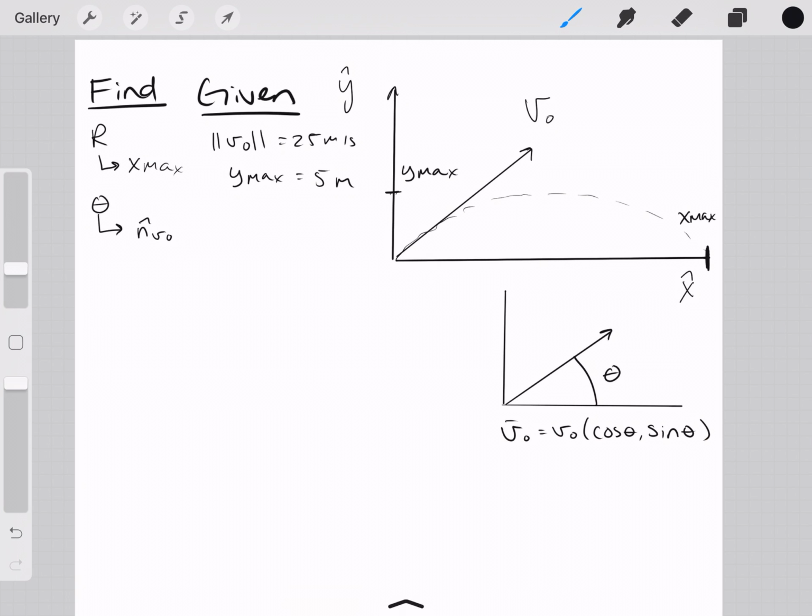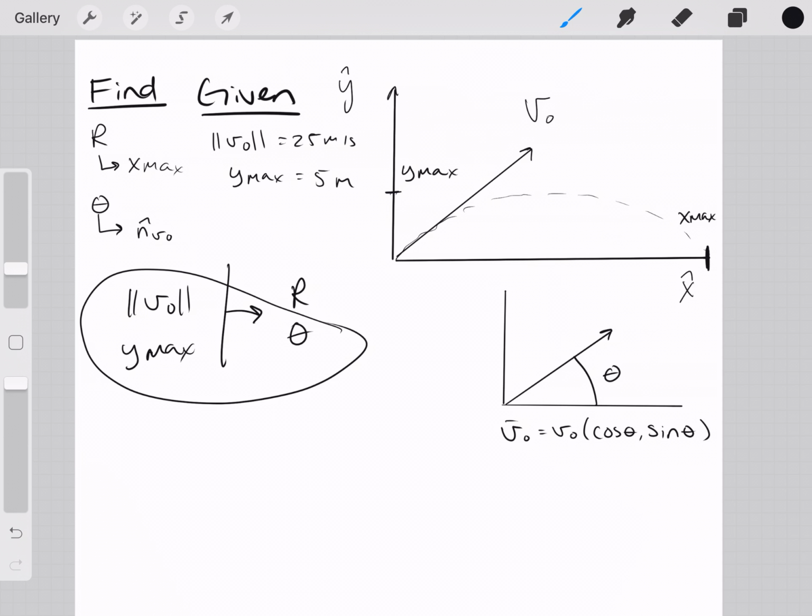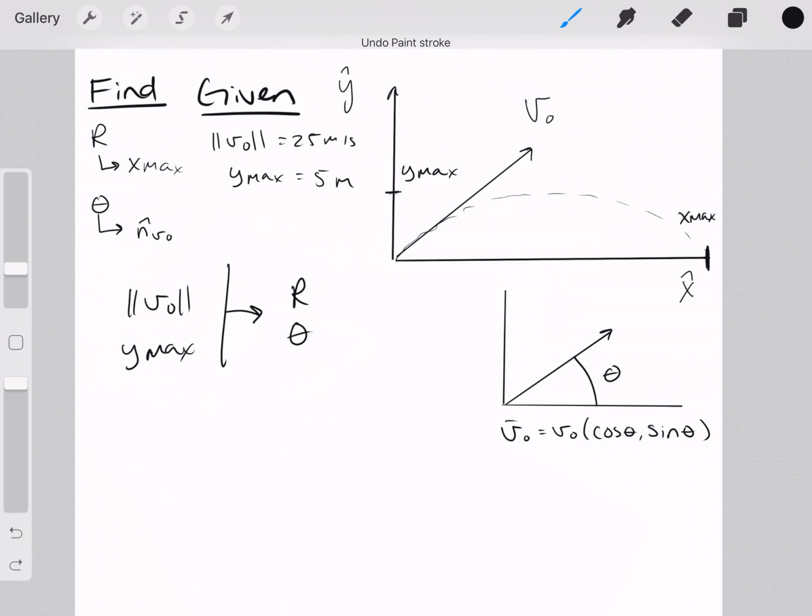In this problem, we're solving for the max range of a projectile when we know the maximum height of it and we know the magnitude. So this is almost exactly opposite from the problem that we worked before, but we will give it a shot and see what we can do. We are given the magnitude and we're given y max. So how do you go from there to r and theta?